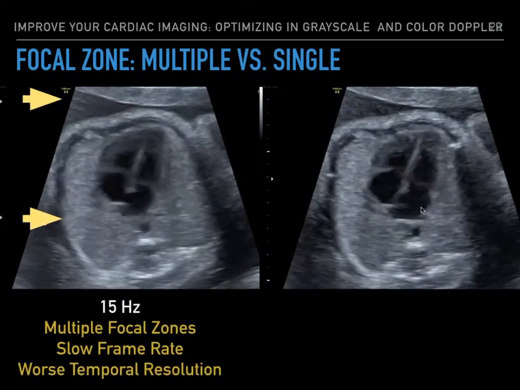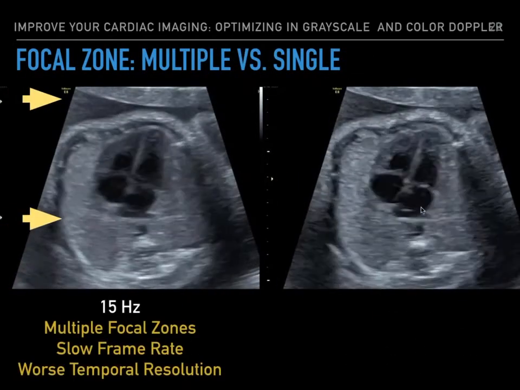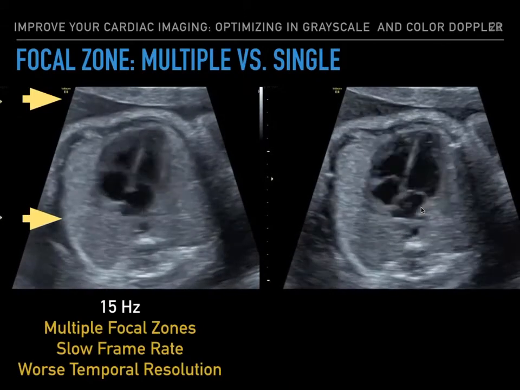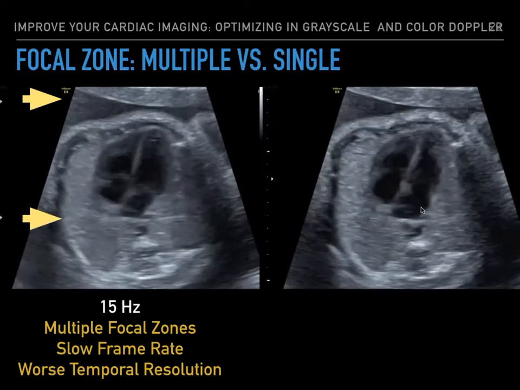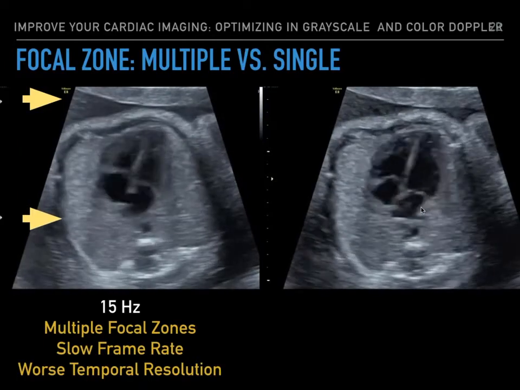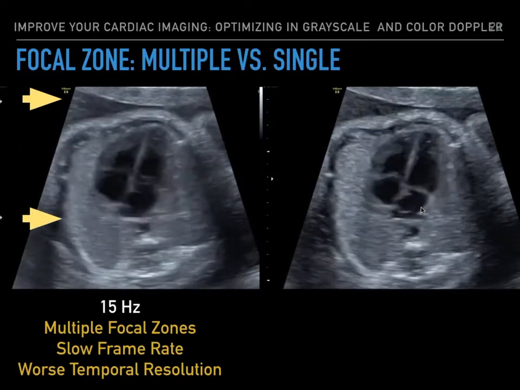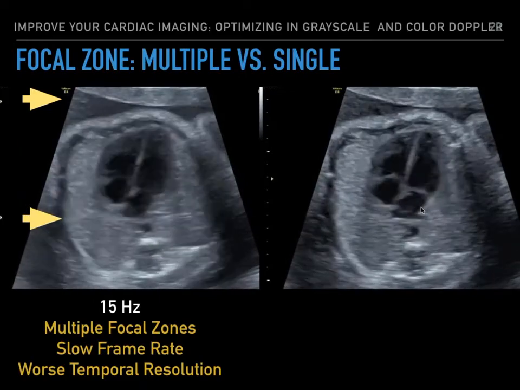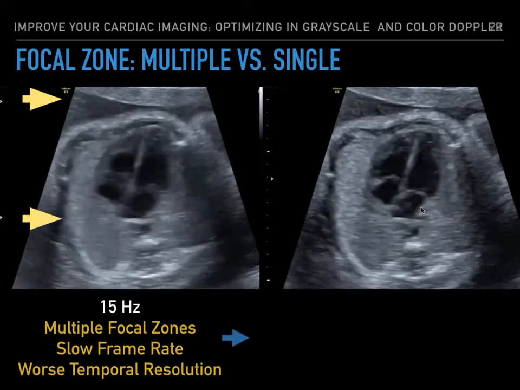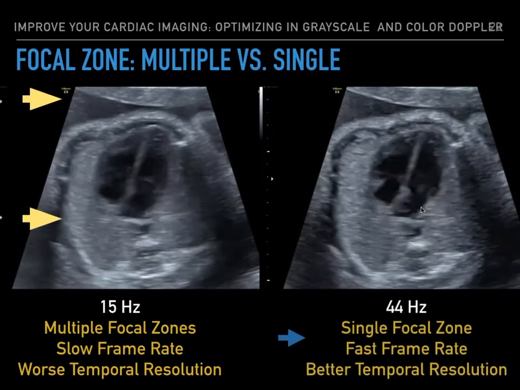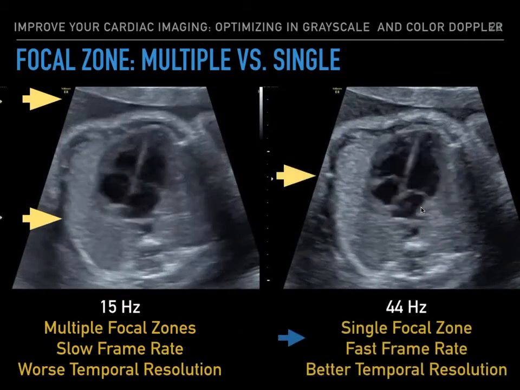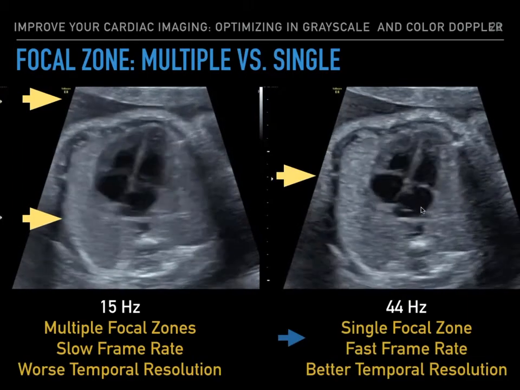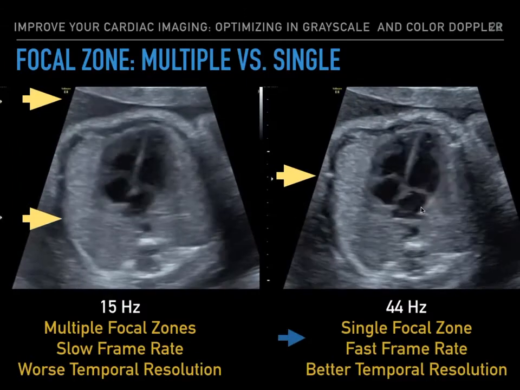Now, how about multiple versus single focal zones? With multiple focal zones, as you can see, it maximizes the lateral resolution, but it tremendously slows down the frame rate, which provides worse temporal resolution. So what you could do is switch to a single focal zone to increase the frame rate. And here you have better temporal resolution of 44 Hertz. So that more than doubled.